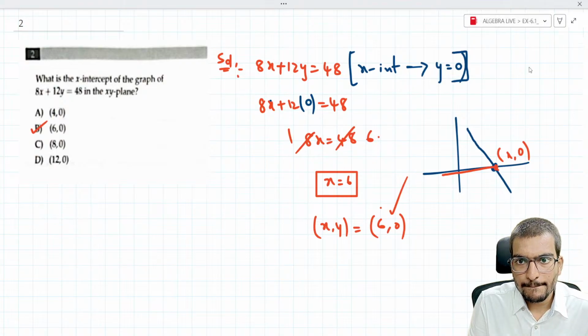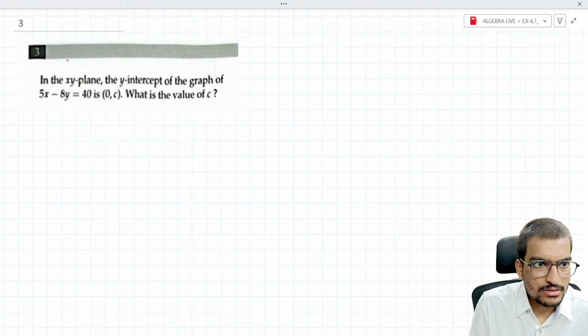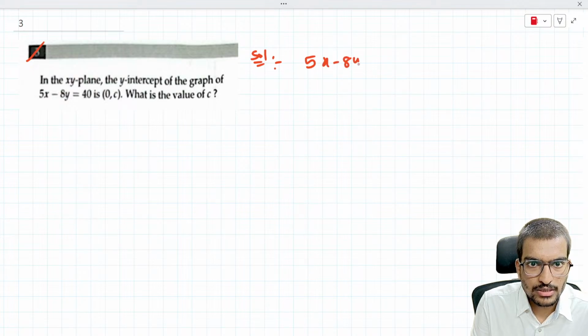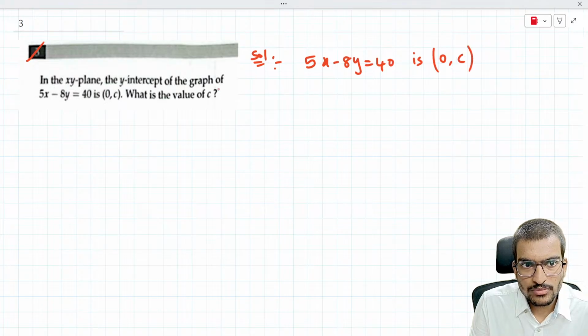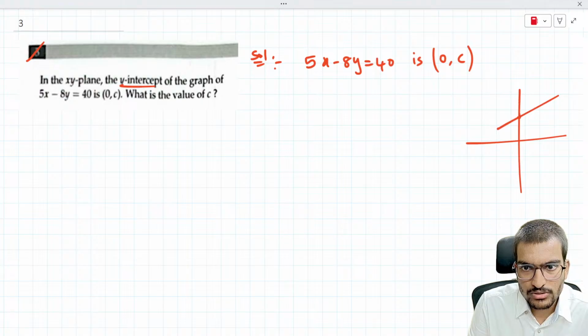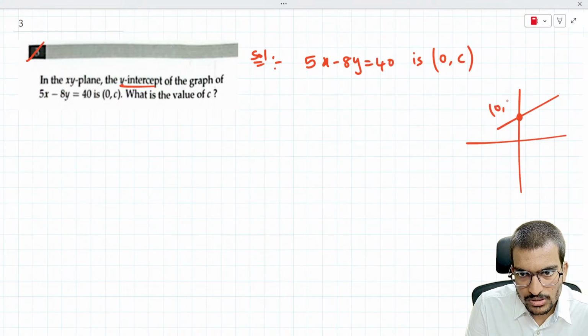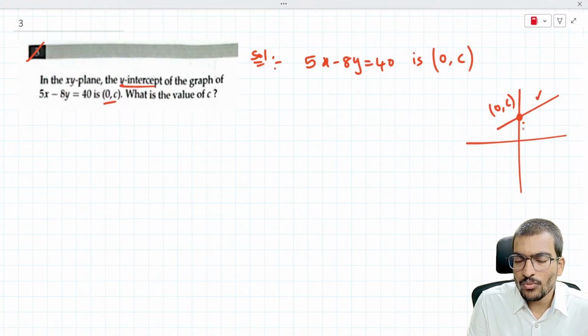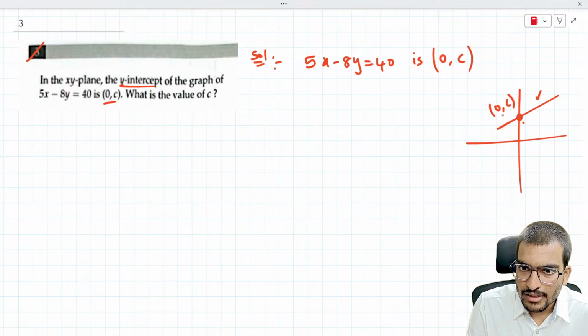Let's see question 3. In the xy plane, the y-intercept of the graph yx minus 8y equals 40 is 0 comma c. What do you mean by y-intercept? This is a graph. Let's say y-intercept means the line is crossing the y-axis somewhere. At this point, the x value is 0, and they already mentioned it is 0 comma c. At the y-intercept, where the line crosses the y-axis, x is 0.